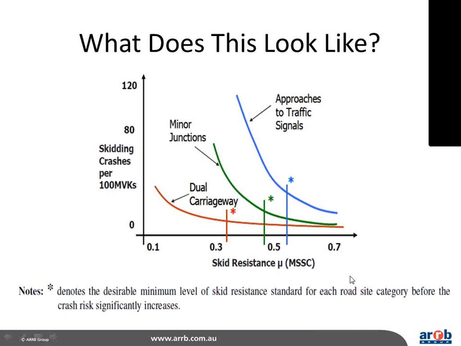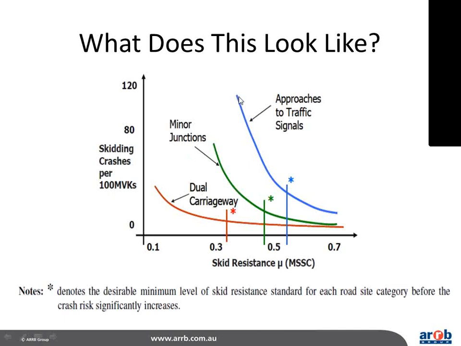And what you're seeing here is the plots of 3 different types of road section. On the blue plot, you have the approach to traffic signals. In the green plot, you have minor junctions or intersections, you might say. And in the red plot, you have dual carriageway roads, divided roads.